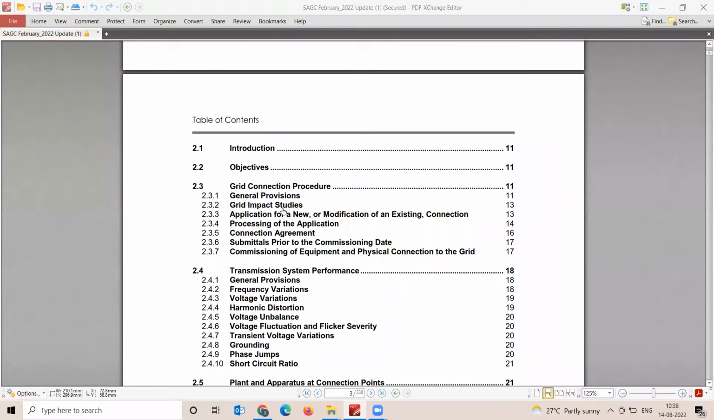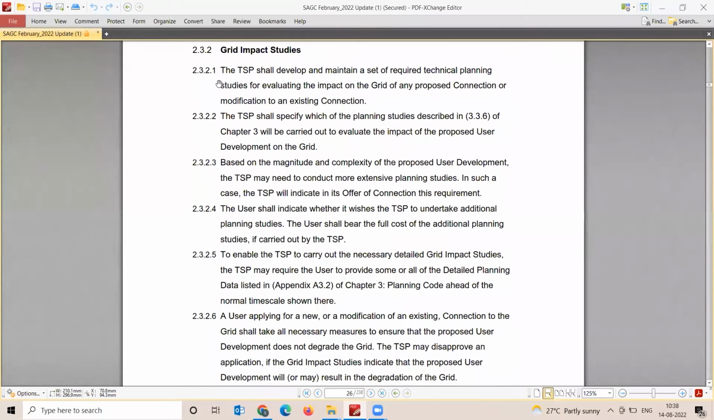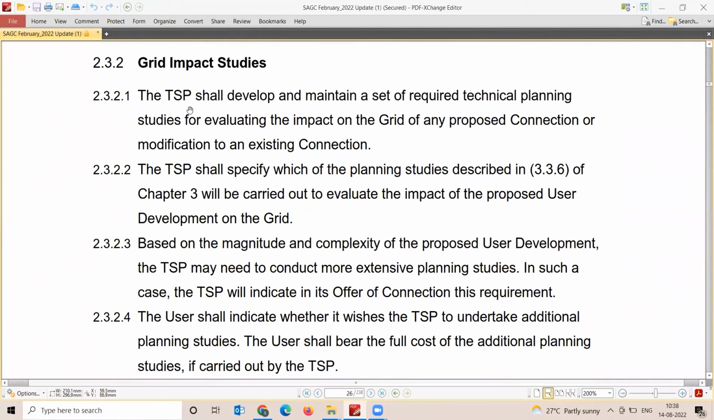Let's look at what grid impact studies are, TSP. When you're going through this grid code, these abbreviations are really important. Any idea what TSP is? "TSP shall develop and maintain a set of required technical planning studies for evaluating the impact on the grid of any proposed connection or modification to an existing connection." Transmission system provider, I guess. Probably we can check. Yeah, it's a transco. It's a transmission service provider or transmission system provider. We need to check what the abbreviation is; we will look at that a little later.